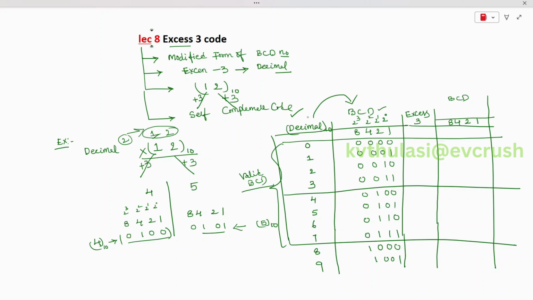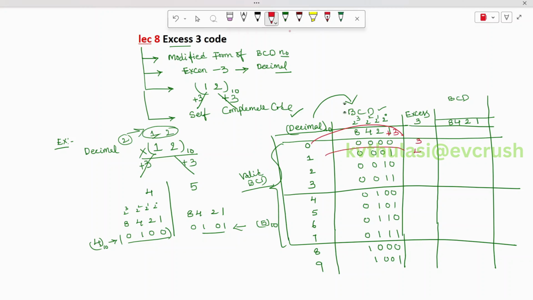Here you can see all these given decimal numbers are single digit. Therefore directly you can add plus 3. So now for this value, 0 plus 3, the value is how much? 3. So 1 plus 3, 4, and 2 plus 3, 5, 3 plus 3, 6, 4 plus 3, 7. Similarly, 8, 9, 10. 8 plus 3, 11. 9 plus 3, 12. So we have obtained the Excess-3 code.